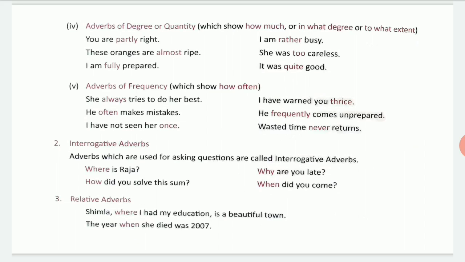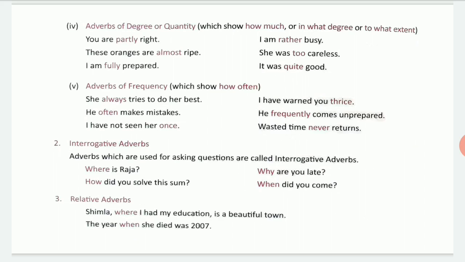The fifth kind of simple adverb is adverb of frequency or number. An adverb that shows how often or in what order an action is done is called an adverb of number or frequency. She always tries to do her best. How often? Always. He often makes mistakes. How often? Often makes mistakes.